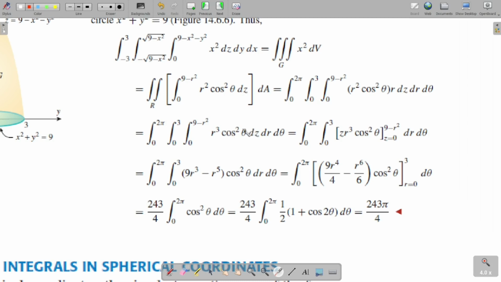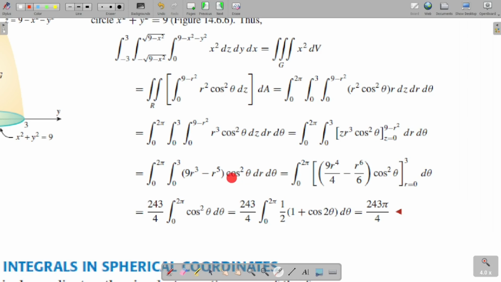So first of all we will integrate with respect to dz, with respect to z. So the integral is z into r cube cos square theta, where z varies from 0 to 9 minus r square. So substituting the upper limit in the place of z, you have 9 minus r square into r cube, that is 9 r cube minus r raised to 5 cos square theta. Minus z equal to 0, it becomes 0.